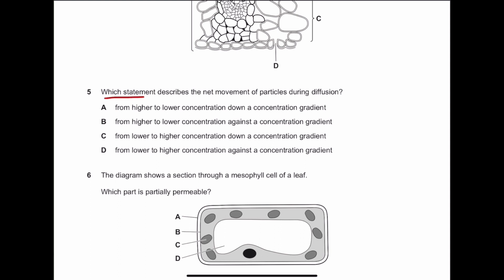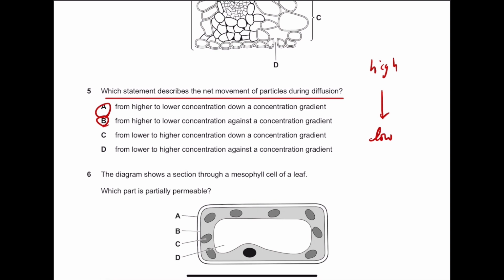Number 5. Which statement describes the net movement of particles during diffusion? So during diffusion, particles move from the high concentration to low concentration. So A and B can be potential answers, but there's a subtle difference between A and B in that A is saying down a concentration gradient, B is saying against the concentration gradient.